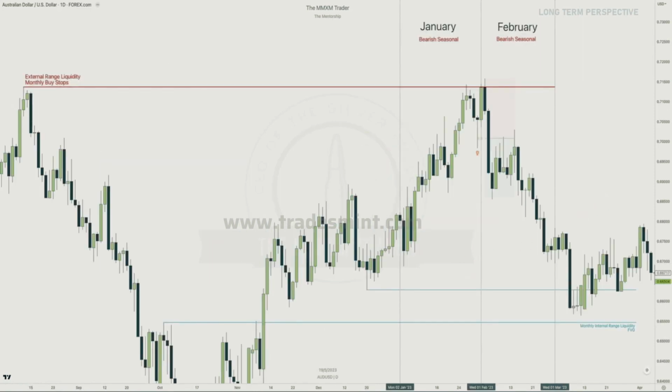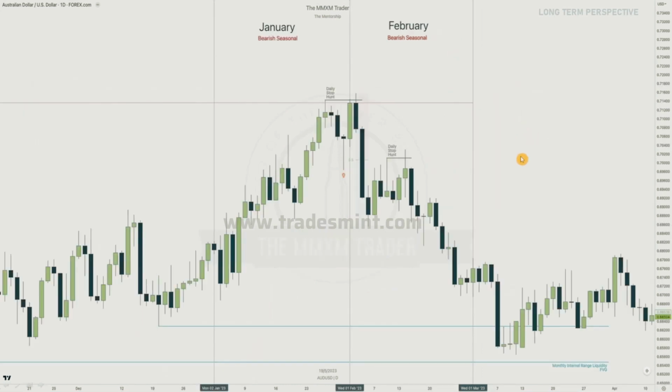So again, back to that Australian dollar, US dollar chart, right? That monthly range buy stops have been liquidated, and now let's look at what our dealing range is, right? We've got this range high down into this range low, and then we have a break of structure down here. Equilibrium is around here, so everything above this equilibrium line is in premium. And then if we look at this on a daily time frame, we've got that stop hunt up here, break of structure, draw out that premium levels, right?